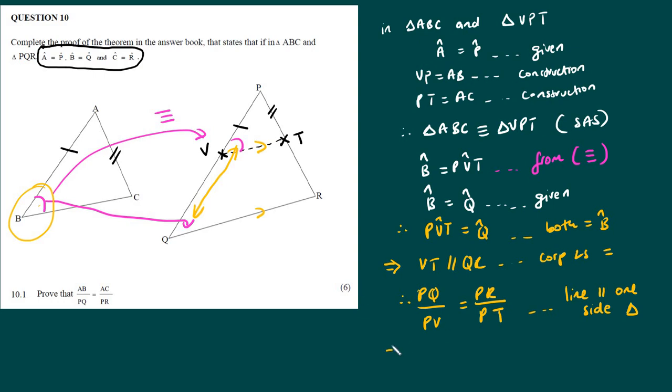Then you say therefore this implies that PQ over PV, remember PV we said is equal to AB, so you have AB here, and then PR over PT, remember PT is equal to AC, so you must have AC. But you see here they're inverted, right? So I'm going to say therefore it means AB over PQ is equal to AC over PR. You just switch them, okay? Still the same thing, just switch them, then you get your full marks. I skipped the part for construction, hoping that you remember that.